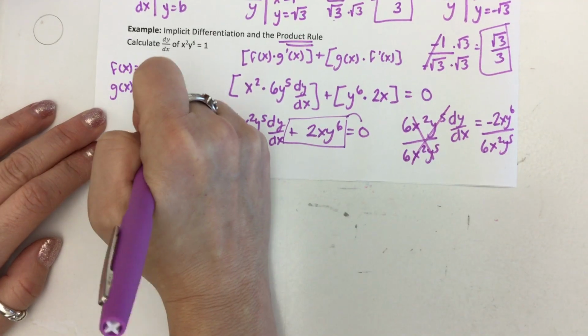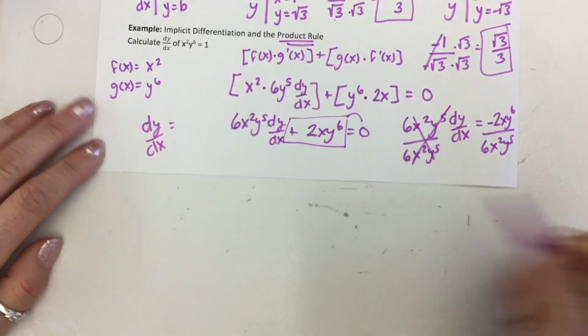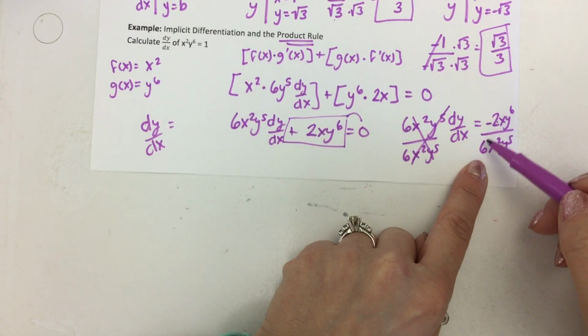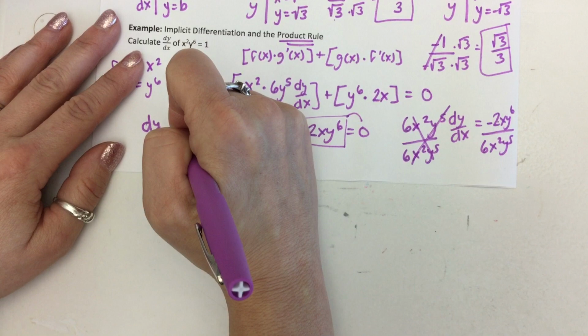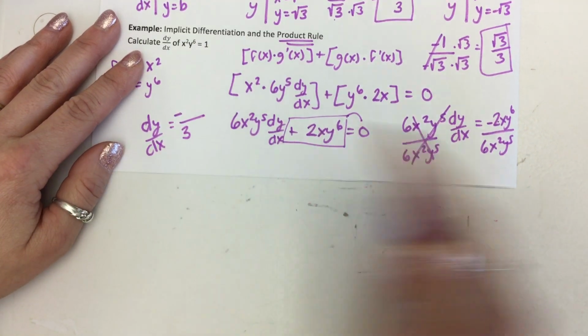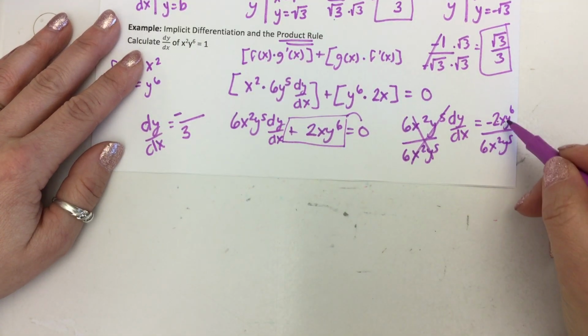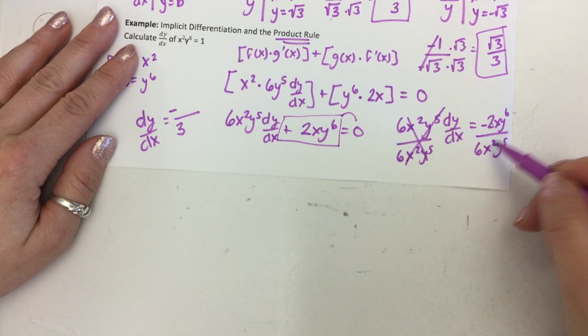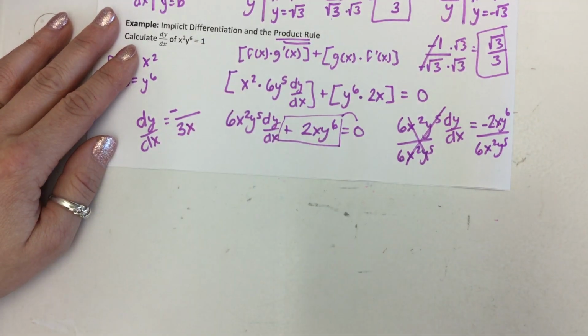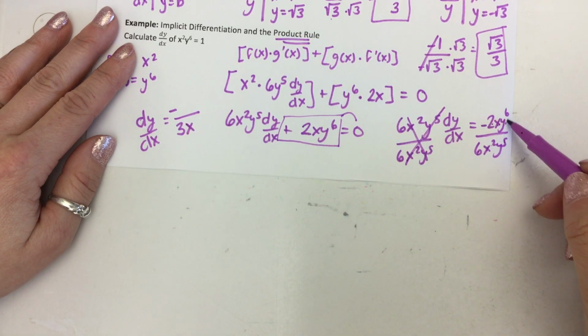Here is my derivative, dy over dx. I can simplify this. Negative 2 over 6 is negative 1/3, so it's negative, and I'd have a 3 on the bottom. You cannot have x's on top and bottom, so this is where you subtract: 1 minus 2 is negative 1, so there's 1 x on the bottom. You cannot have y's on top and bottom, so you subtract the exponents.